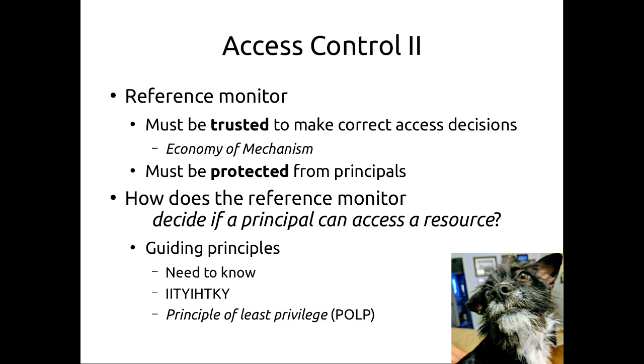So one of the key ways that we try to decide who should have access to what resources is through the principle of least privilege, POLP. And the principle of least privilege essentially says that of all of the resources in the system, a principal should have access to the minimal set of those resources to be able to accomplish its goal.